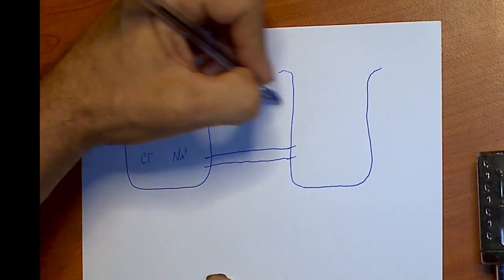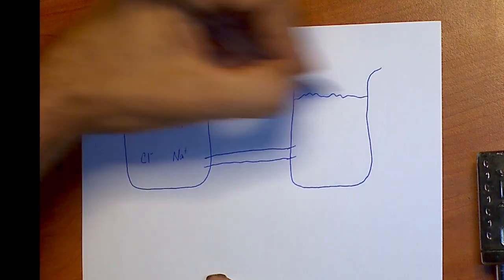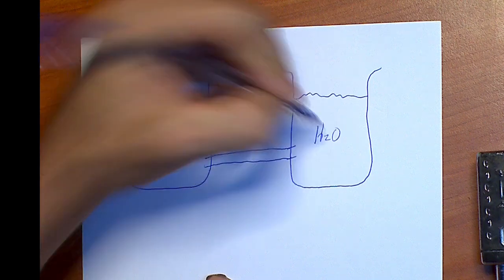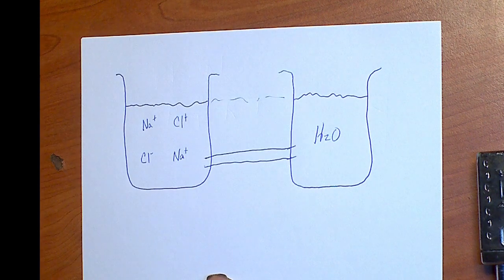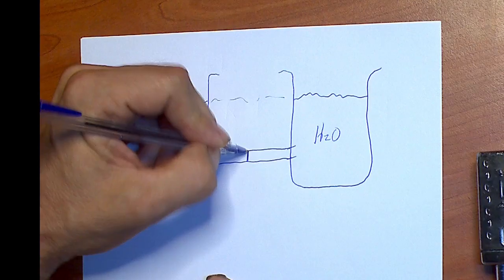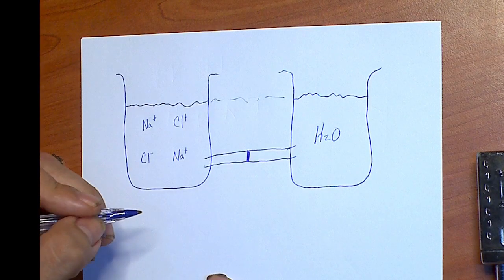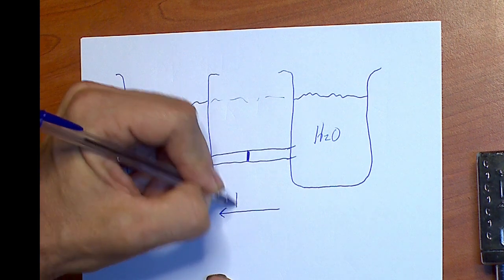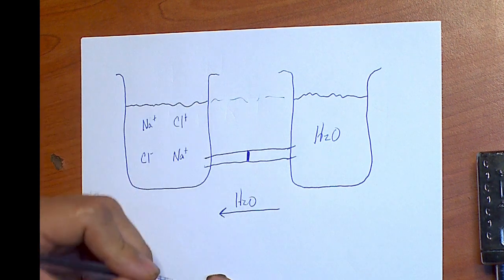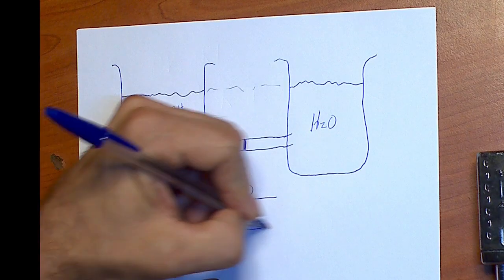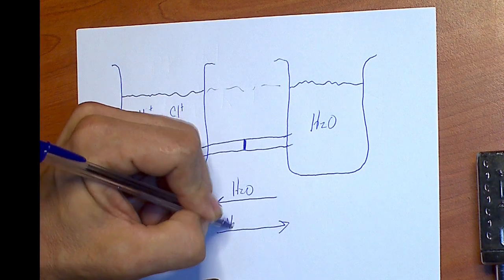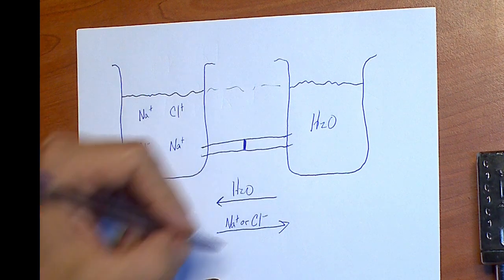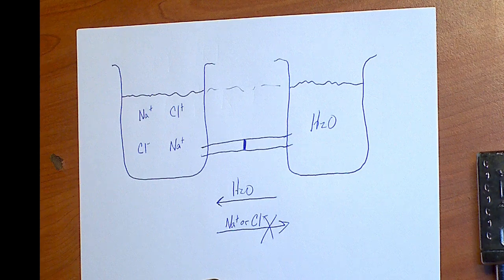And now I take another beaker and fill it up to the exact same level, and over here I just have pure water. And I put my membrane in right here, which is my semipermeable membrane. So it allows water to go this way, but it does not allow sodium or chloride ions to go the other way. It's not allowed.